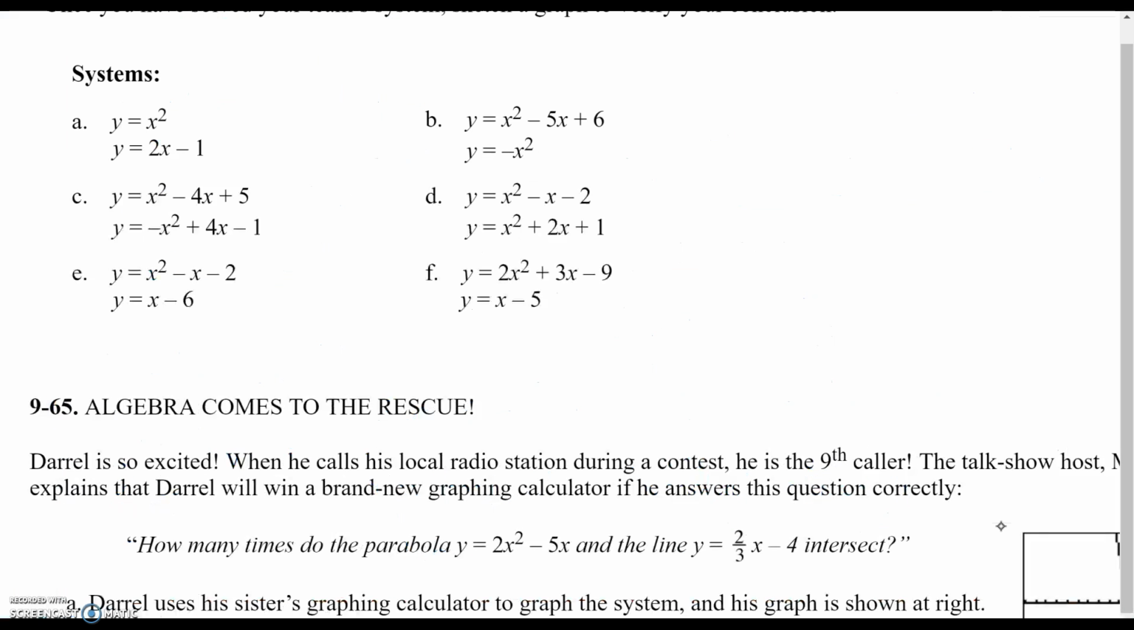Let's go confirm that real quick. Actually, I'm running out of time. I'm about 5 seconds short, guys. Thanks.